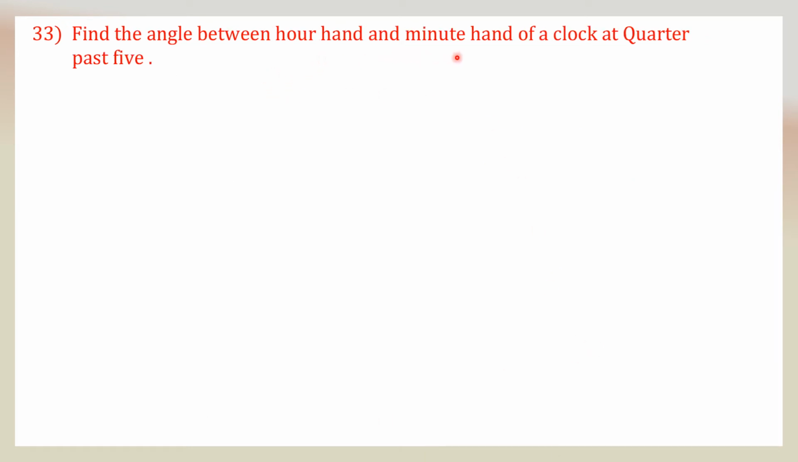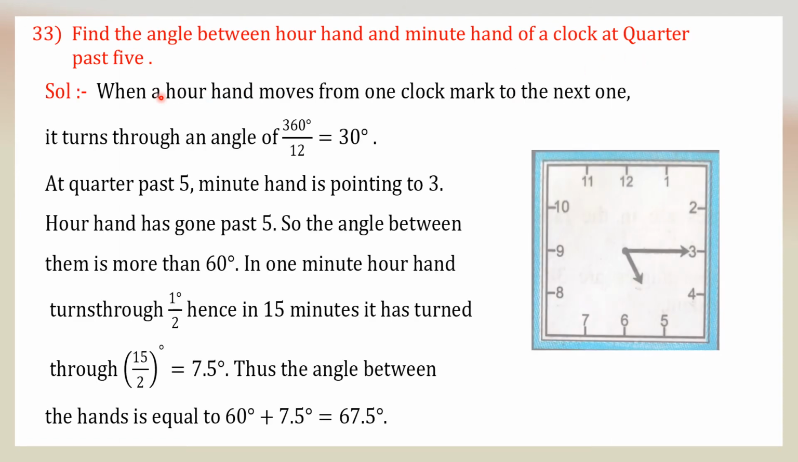Also find the angle between the hour hand and the minute hand of a clock at quarter past 5. Quarter past 5 means 5 hours and 15 minutes. Find the angle between the two hands. Solution. We know that when a hand moves from one clock mark to the next one, it turns through an angle of 360 degrees divided by 12, equal to 30 degrees. At quarter past 5, the minute hand is pointing to 3.